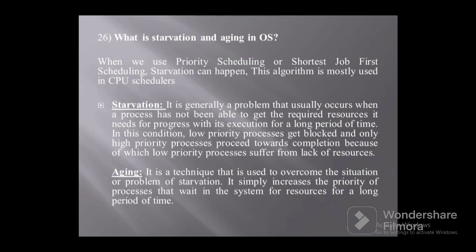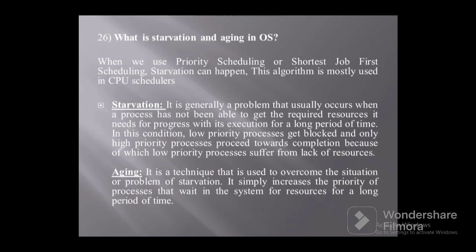Let's say that at the required time, the process is not able to get the required resource at a particular time. That is known as starvation. It is waiting for a long time for its execution and is not able to get the resource, so that is known as starvation. And what is aging? Aging is a technique to overcome the problem of starvation.